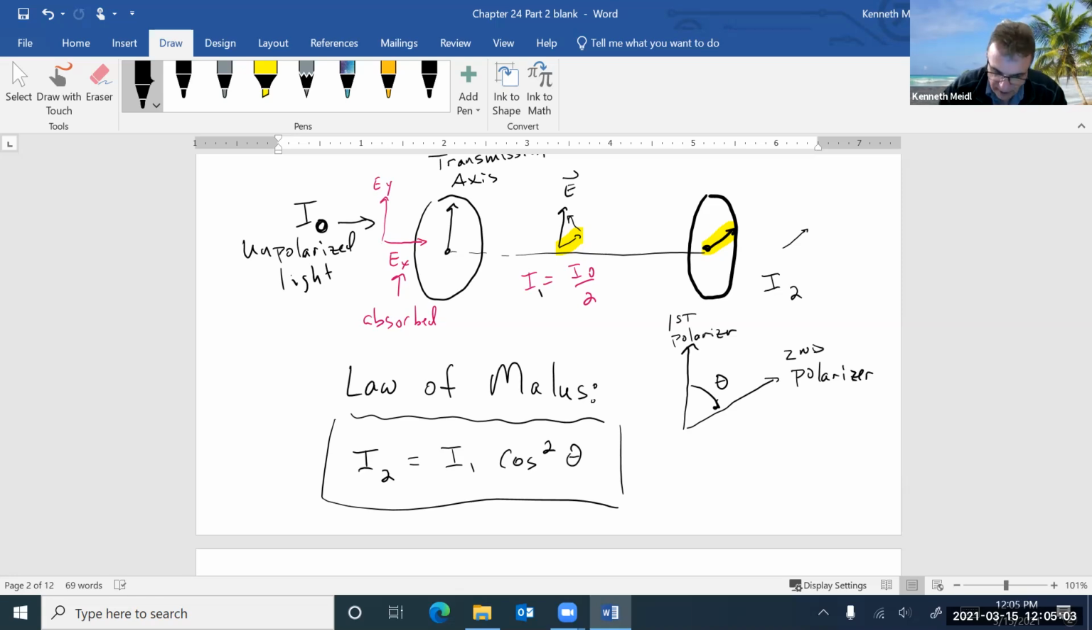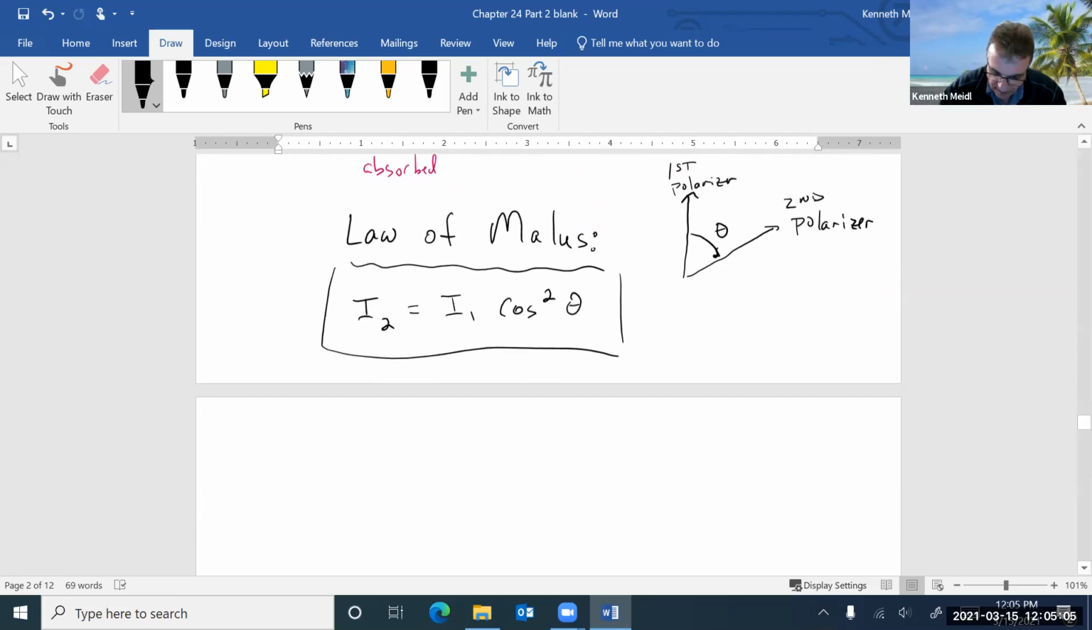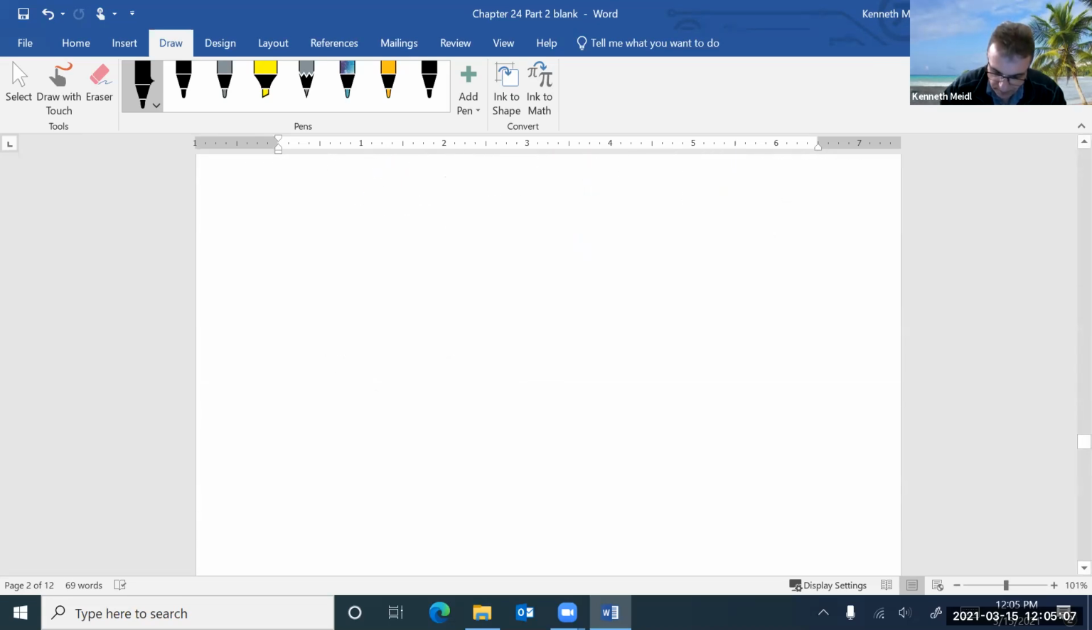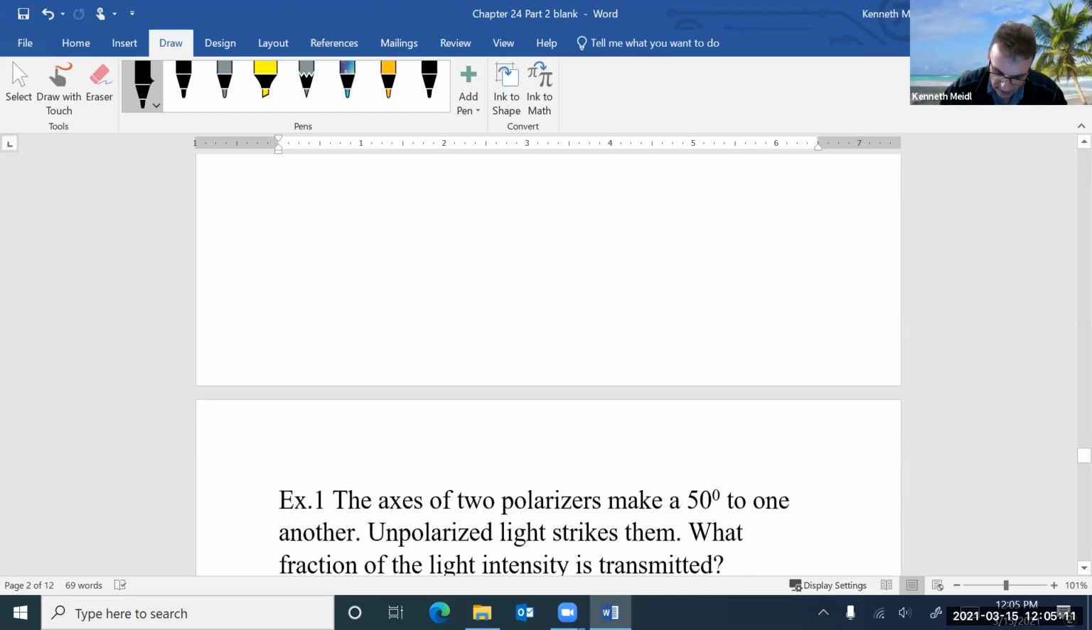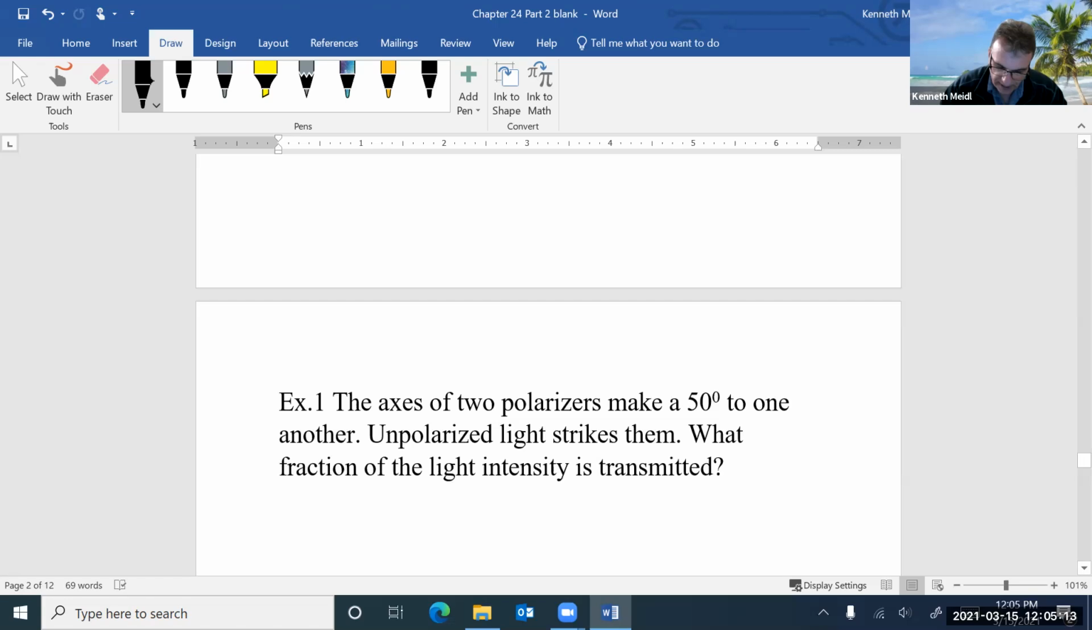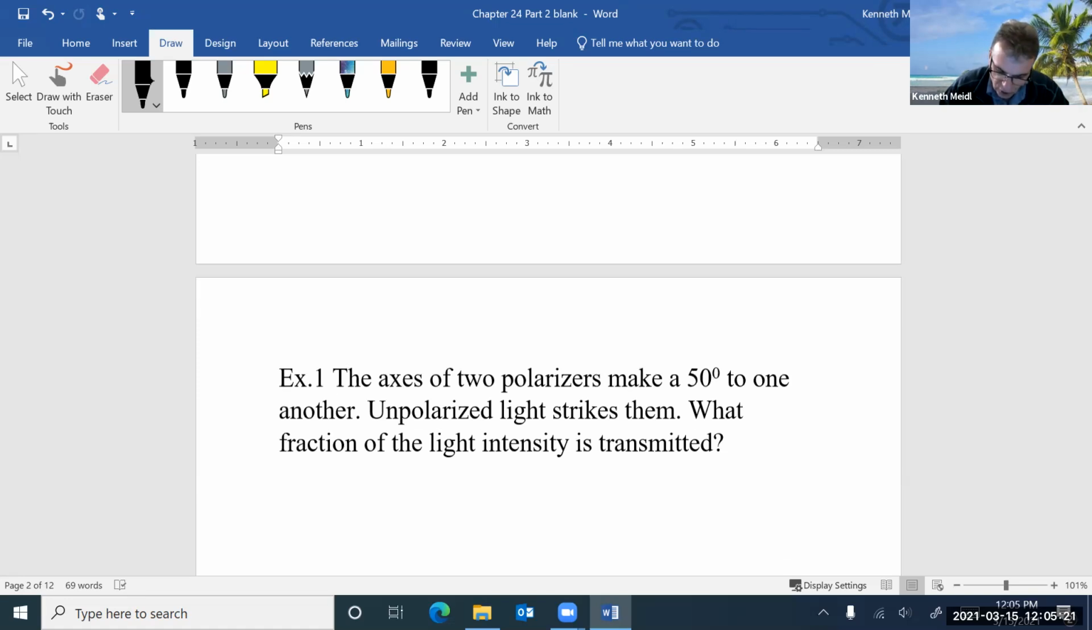But let me show you how this works. This might be a good time to have your calculator ready to go. Okay, the axes of two polarizers make a 50-degree angle to one another. Unpolarized light strikes them. What fraction of light intensity is transmitted?